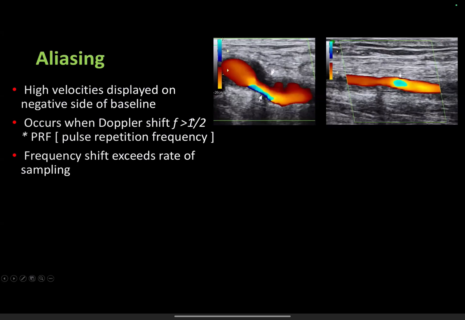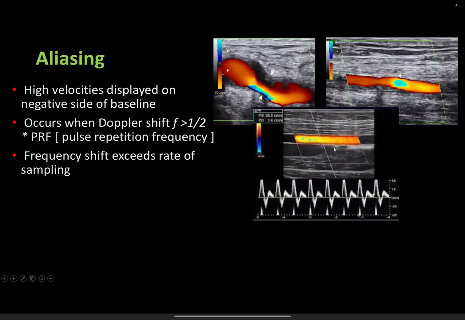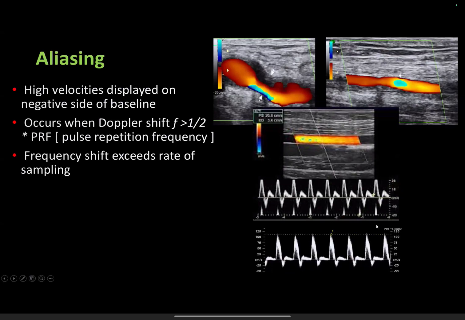And aliasing basically occurs when the Doppler shift is more than half the pulse repetition frequency of the probe. So it should be adjusted accordingly. In a spectral analysis, when the velocity is higher than the applied PRF, then we can see the overshooting velocities will be wrapped around the baseline. So we have to correct it in various other manners. Either we put the baseline down, or we increase the PRF or the velocity range to achieve proper spectrum. So this is very important.